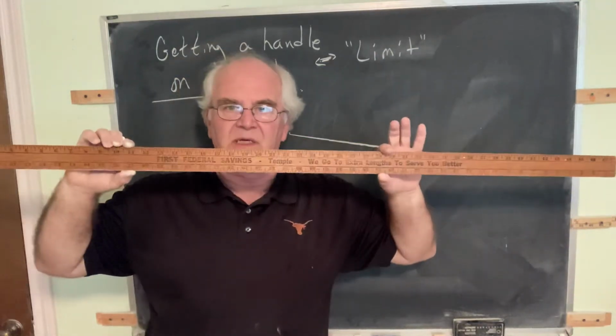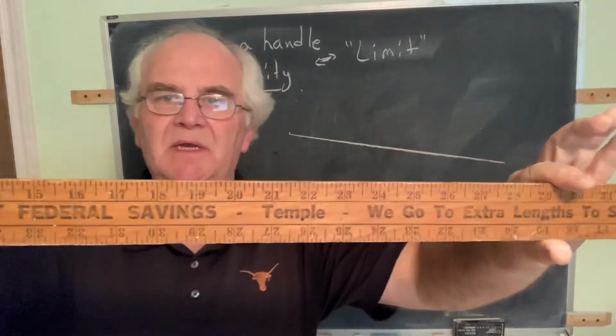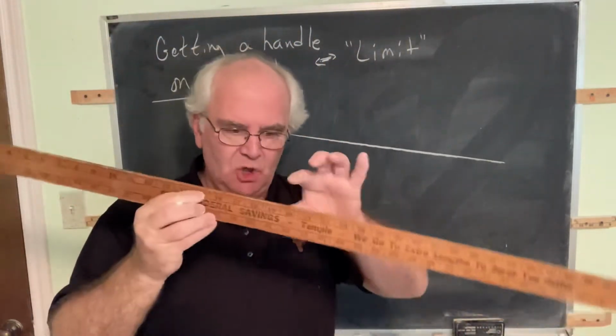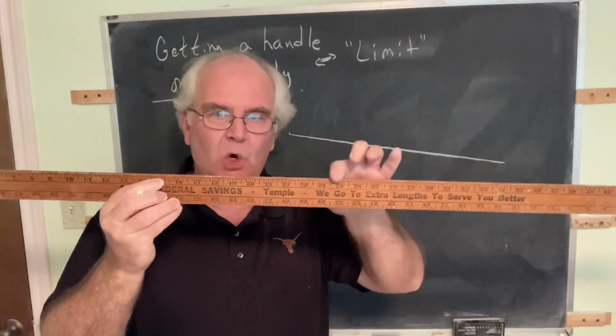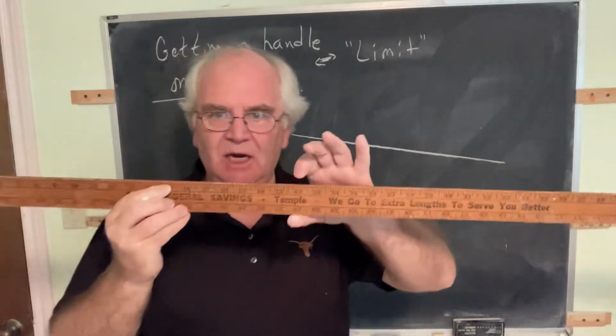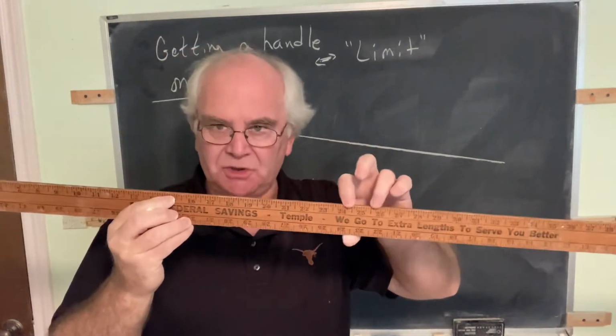Now, from this distance, it does look straight. Closer up, it doesn't. And we understand that if you were to zoom in on a much finer scale, you would see irregularities in the wood. And if you zoomed at a much closer scale, you would see irregularity in the atomic structure.